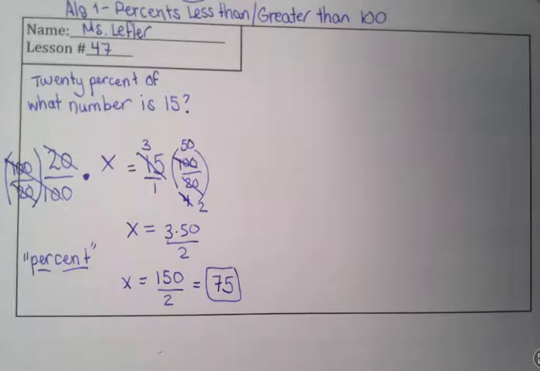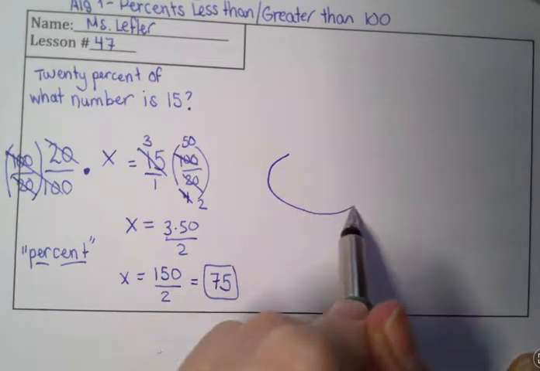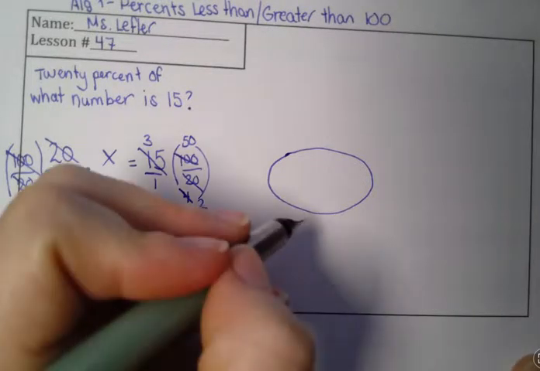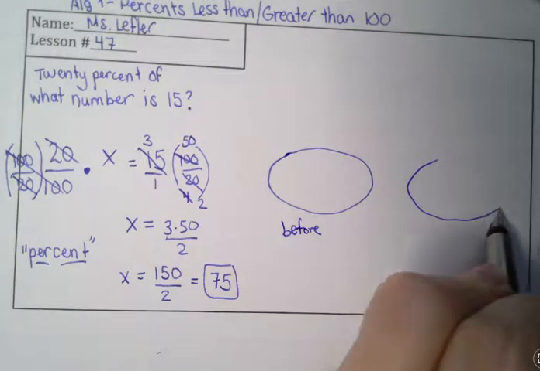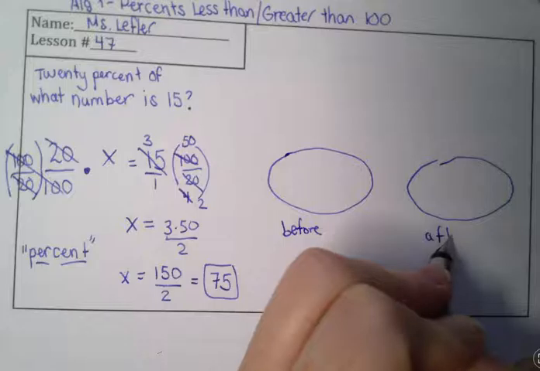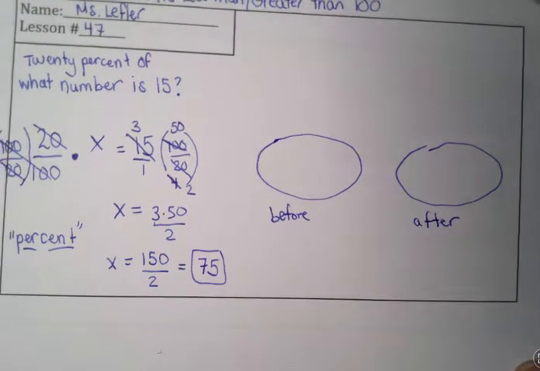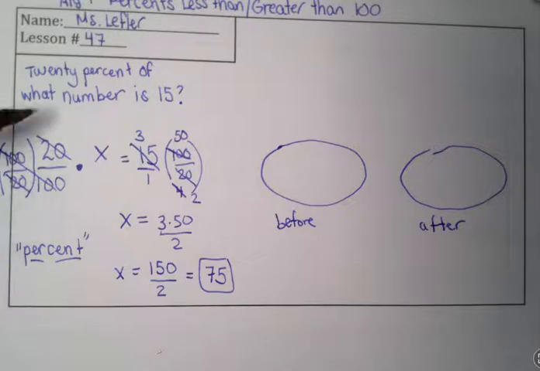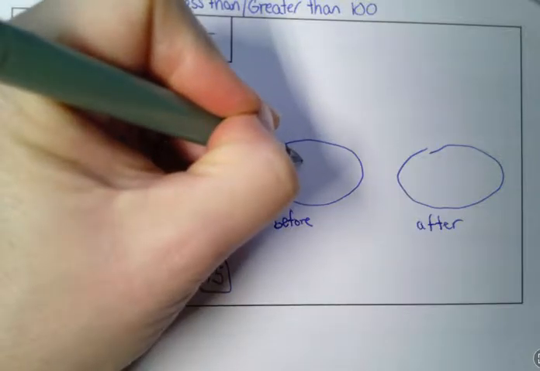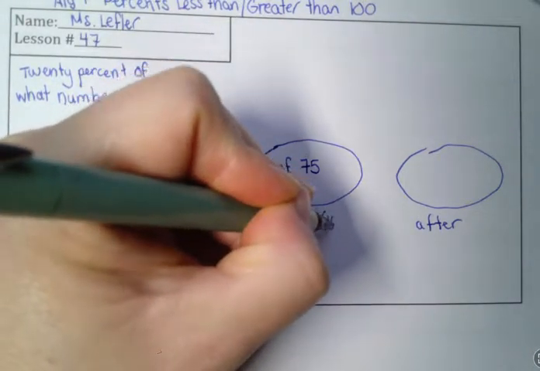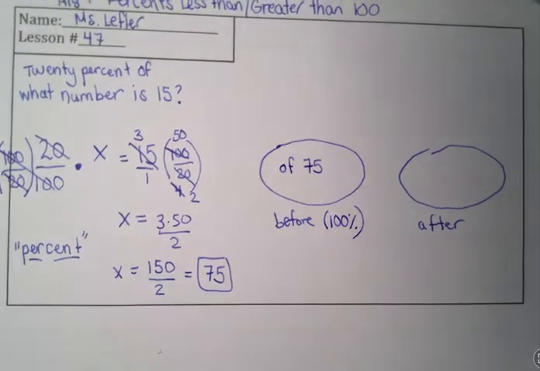Let's do an oval shape diagram, and we'll call this the before diagram, and then we'll have another oval over here, and I'll call it the after diagram. So in the before diagram, 20% of what number? So the of what number indicates the original number that I was talking about that was 100%. So that was 75. Of 75. So that's the original number.